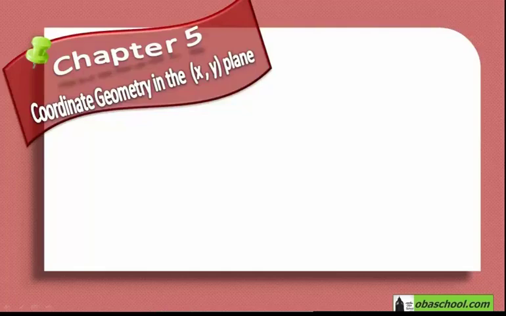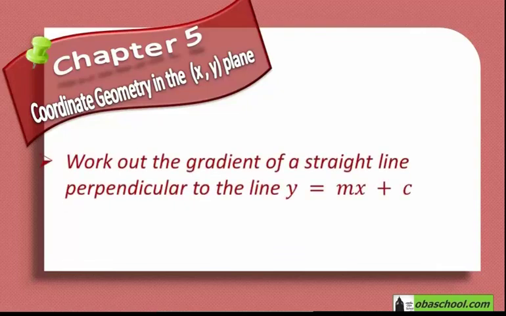In the first tutorial from section 5.5, we have one objective, which is to work out the gradient of a straight line perpendicular to the line y equals mx. That means to get the gradient of a straight line which makes a right angle with the line of form y equals mx plus c.